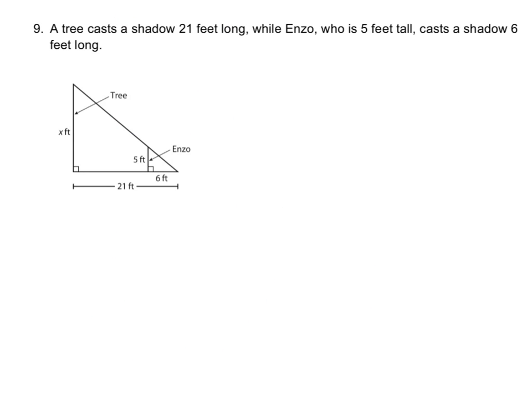Okay, last question we're going to do is very similar to question 3 and 4 and 5 that we already did in this video. It says a tree makes a shadow of 21 feet. So that is the bottom. This is going to be the shadow of the tree. And then it says Enzo is 5 feet tall. So it has 5 feet and it's labeling it with Enzo. It says Enzo casts a shadow of 6 feet long. So that's why this is labeled 6. And I'm trying to figure out how tall the tree is.